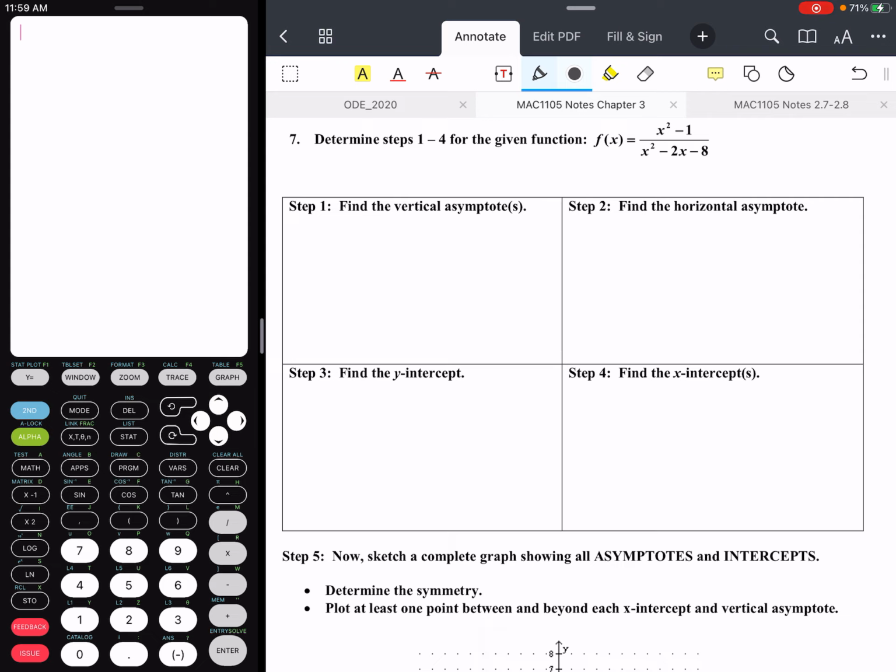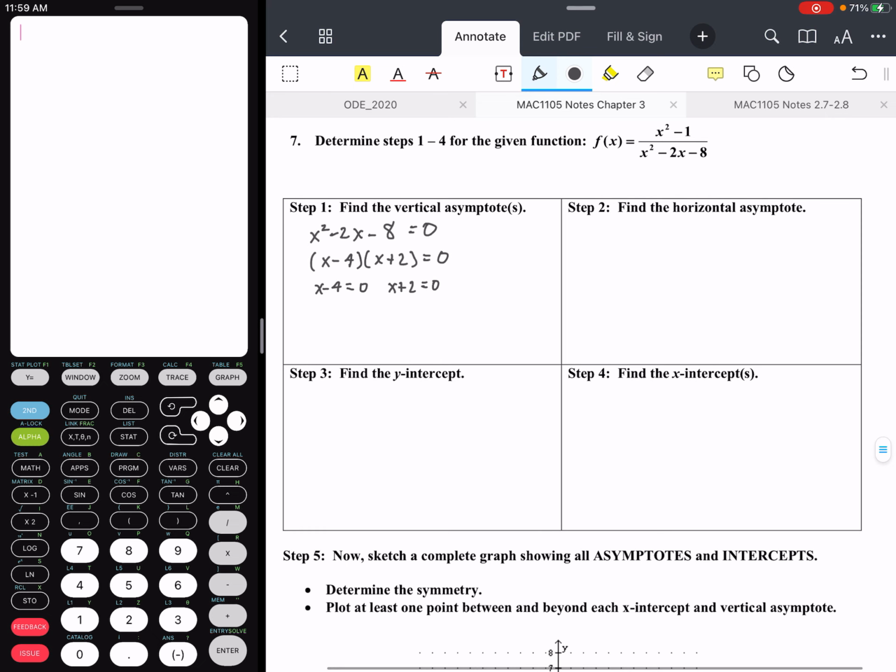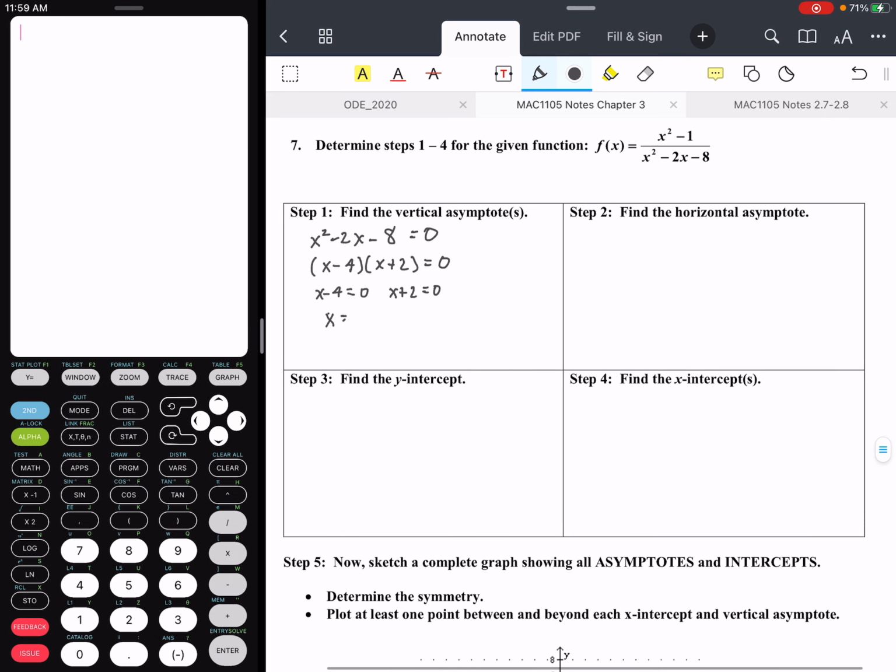First, it says find the vertical asymptote, or asymptotes. So this is where we take our denominator, x squared minus 2x minus 8, and set it equal to 0. I don't care about the numerator for this, just the denominator. And I'll factor to solve this, getting x minus 4 times x plus 2 equals 0. Set each factor equal to 0. And I get my two vertical asymptotes, x equals 4, and my second vertical asymptote is x equals negative 2.